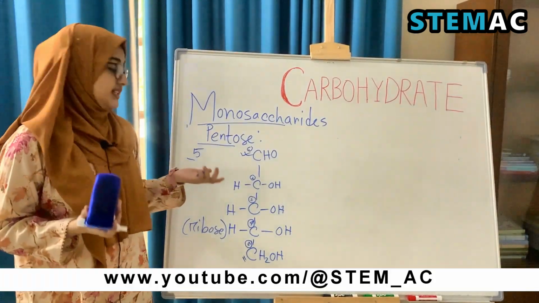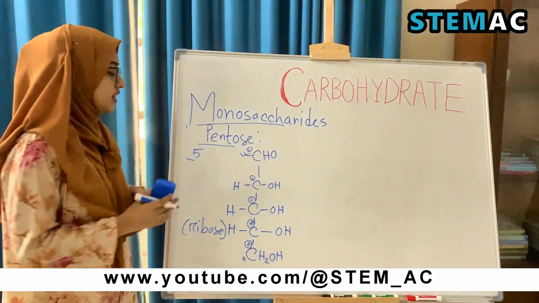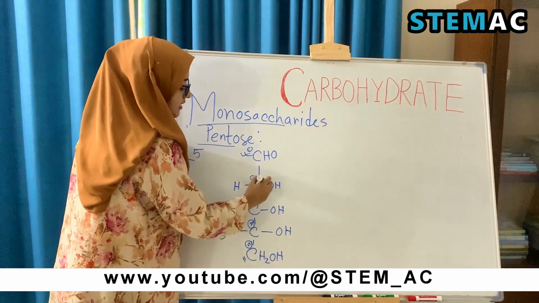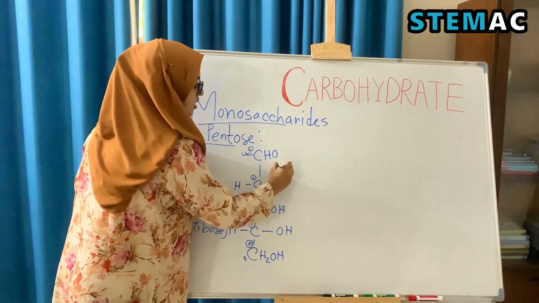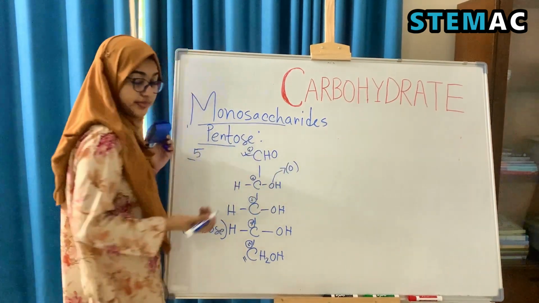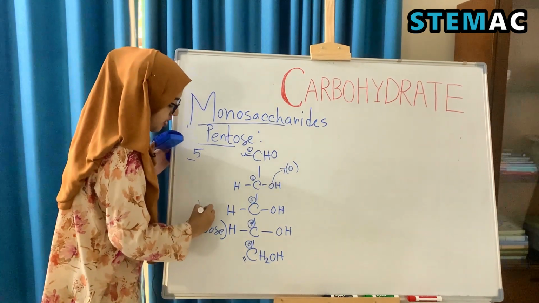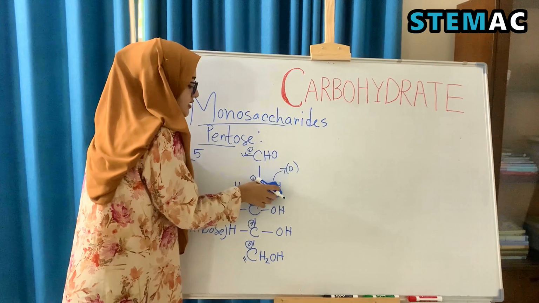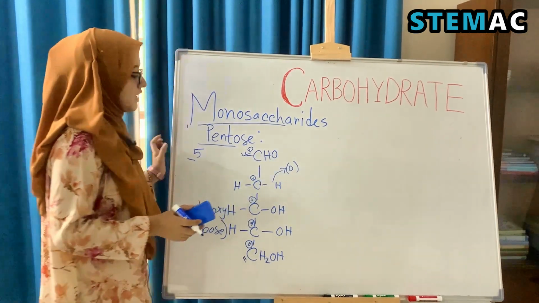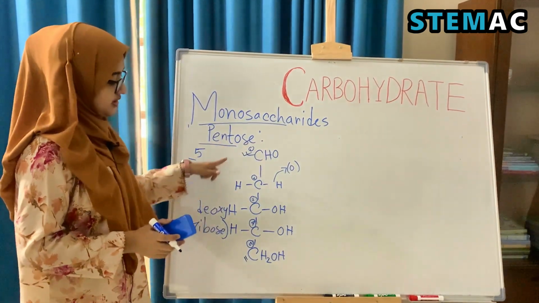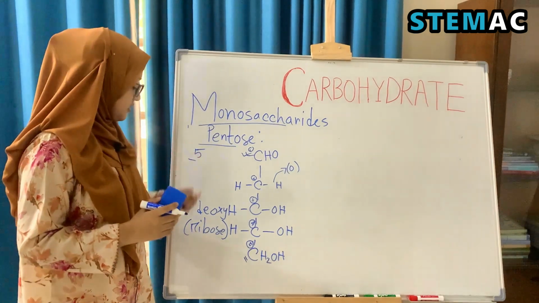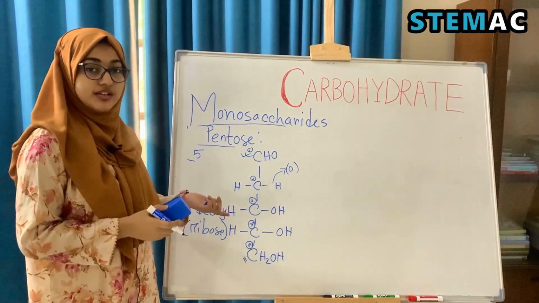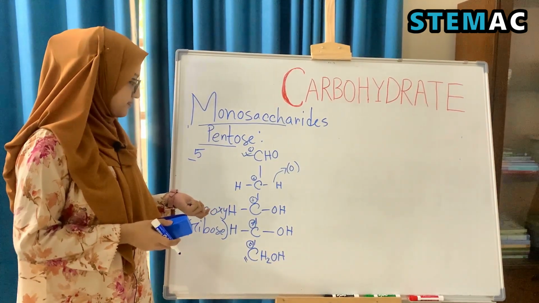So what happens when it's a deoxyribose? The second carbon loses an oxygen. When that happens, we call it deoxyribose. So what happens here is the oxygen is gone. So if this structure forms a ring structure, deoxyribose, we can find that in DNA structures.